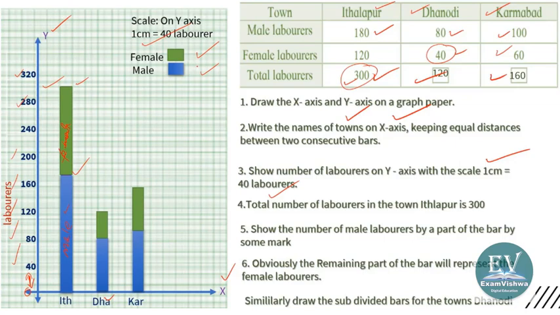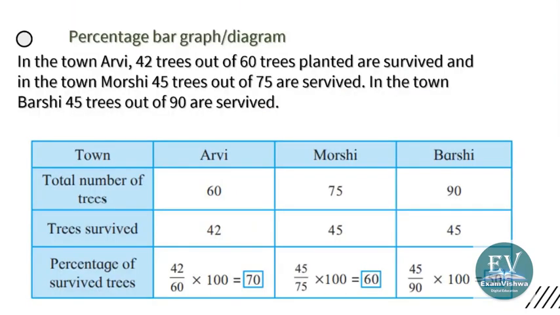There are more ways of recording in a graph itself. Here is another situation, percentage bar graph या diagram. Percentage में convert करना है. In the town RV, 42 trees out of 60 trees planted survived. RV एक town है, उधर 42 trees survived out of 60 trees का plantation किया and only 42 survived.